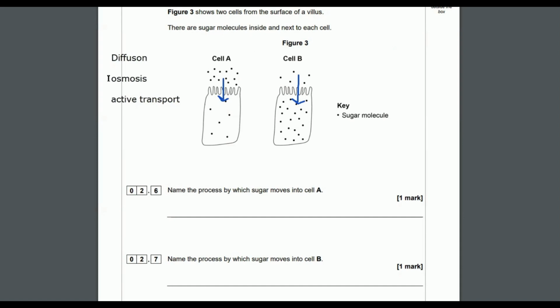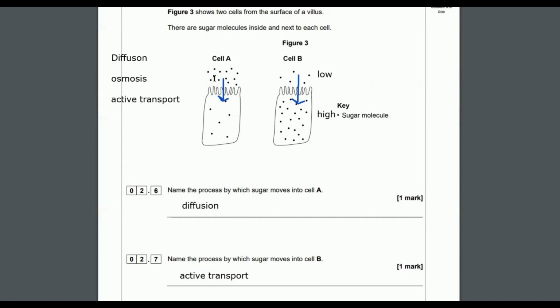Okay, the first one is diffusion. Why? How do we know it's diffusion? It's because it moves from a high concentration, where there's lots, to a low concentration. The second one isn't diffusion, it's moving from a low to high. And so this is active transport. Now, active because it requires energy to move those particles against the concentration gradient.